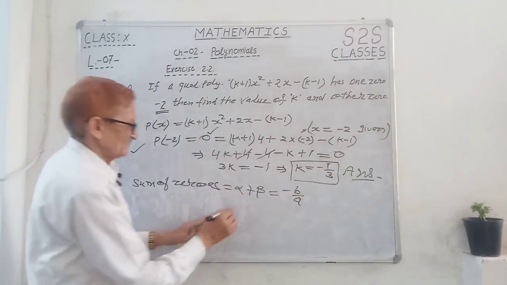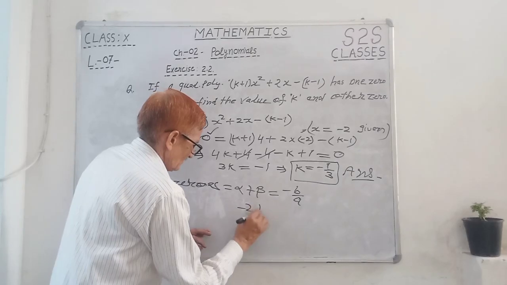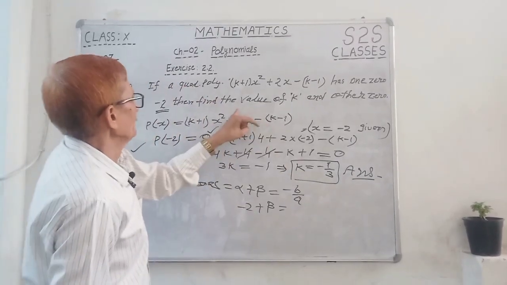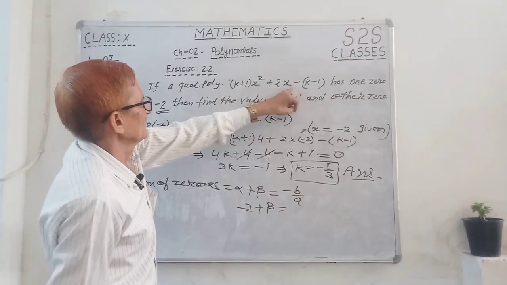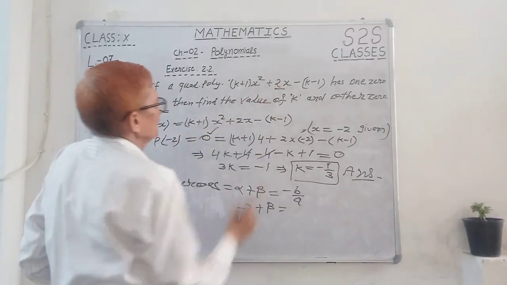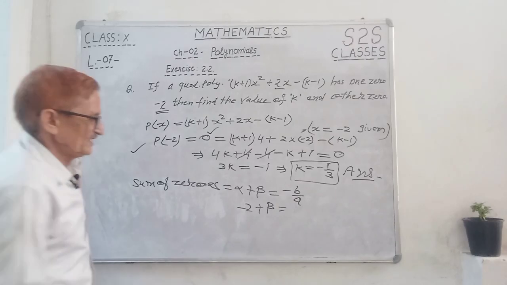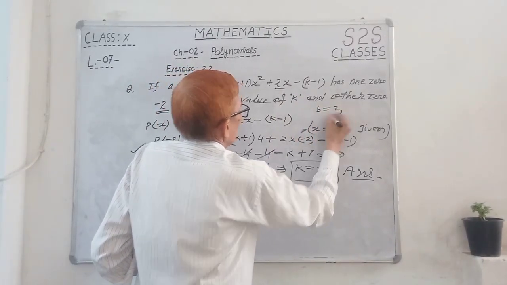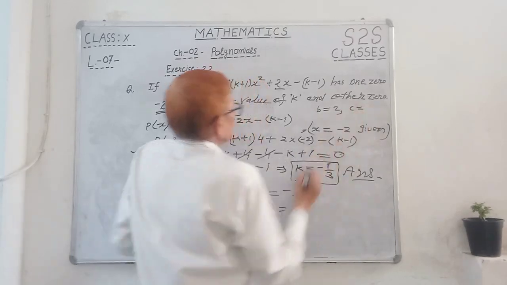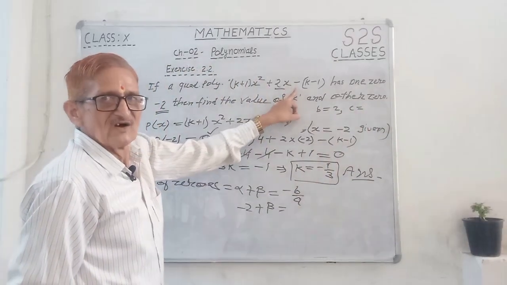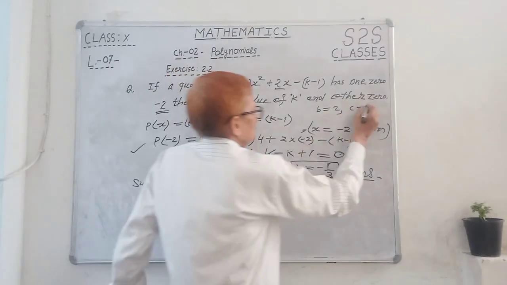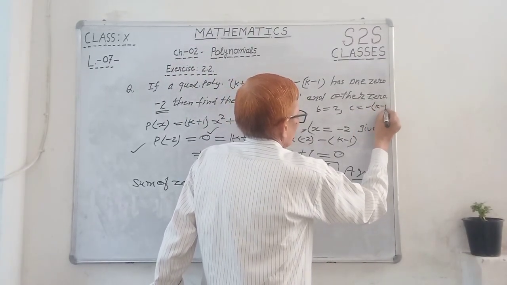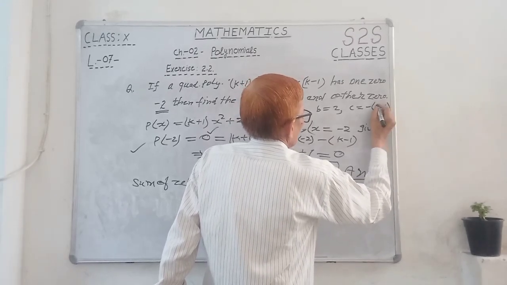Alpha plus beta, alpha is -2, plus beta we can find the other zero. Compare here, minus b, what is minus b? b is the coefficient of x, so b is 2. What is b in the question? 2. And c, tell me what is c? c is the constant term, minus (k minus 1). This is the value of c.